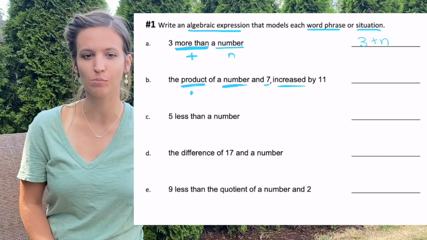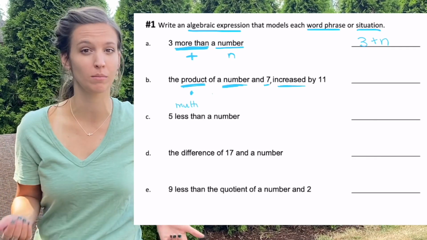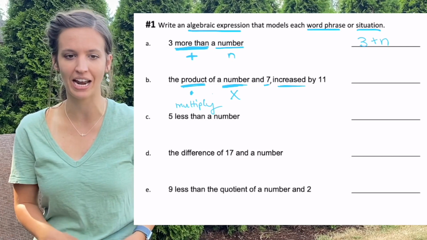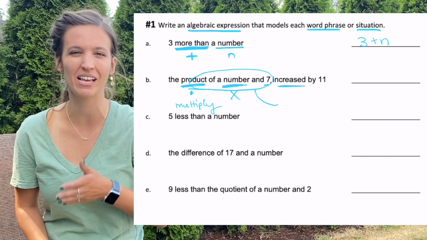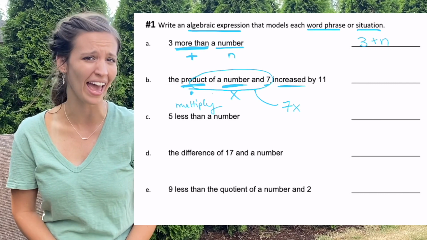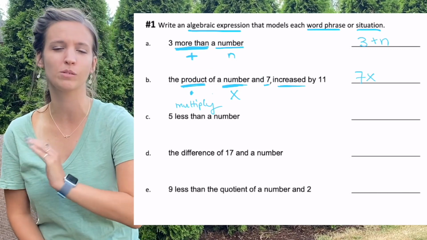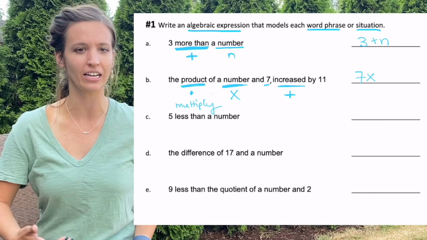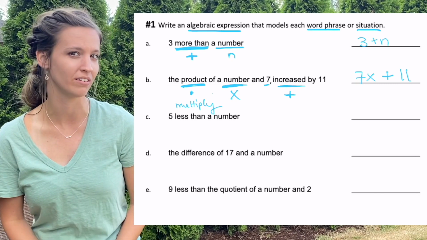All right, B says the product of a number and 7 increased by 11. Okay, so product is multiplication of a number, so we could make that n, we could make it x, this time I'll make it x, and 7. So I have x times 7, it makes more sense to write that as 7x, increased by 11. Increase, that's gonna be adding, so I have 7x plus 11.